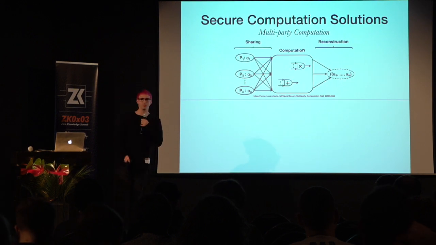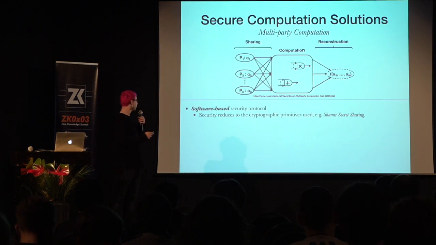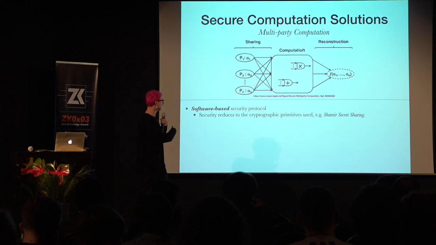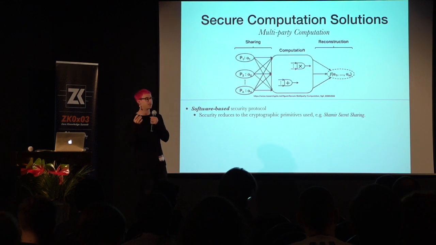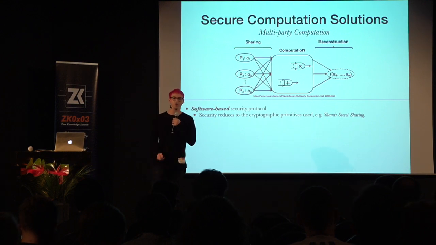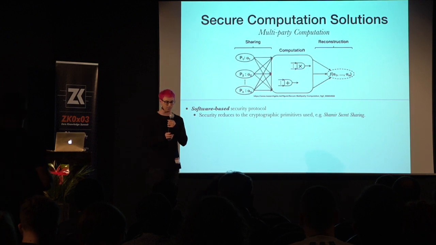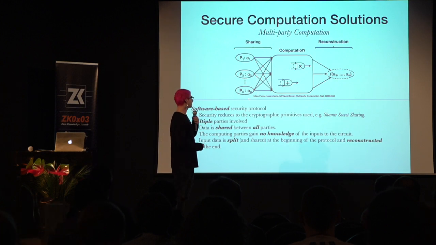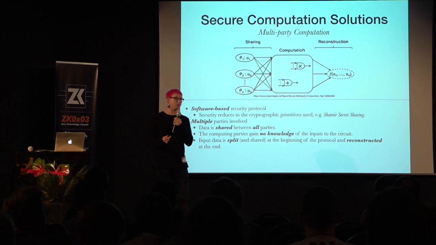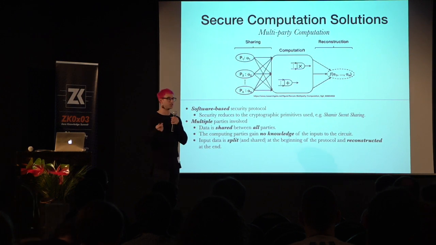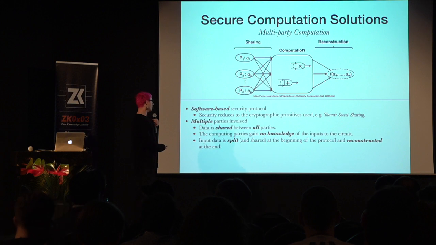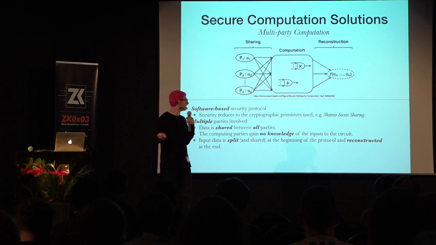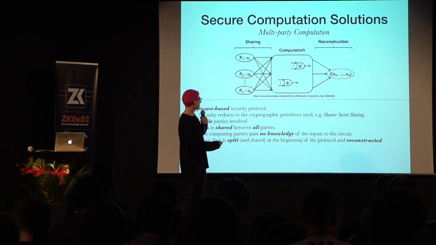To give a brief overview, talking about multi-party computation. It can be considered a software-based security protocol. The security reduces to a cryptographic primitive used. In many cases, people use Shamir secret sharing, and we can actually reduce some of the security to the mathematical properties involved. In this case, we have multiple parties that will perform a computation, and the computing parties gain no knowledge of the inputs to a specific circuit, right? The input data in the beginning is split and then shared across all these computing parties, and at the end it's reconstructed by somebody.